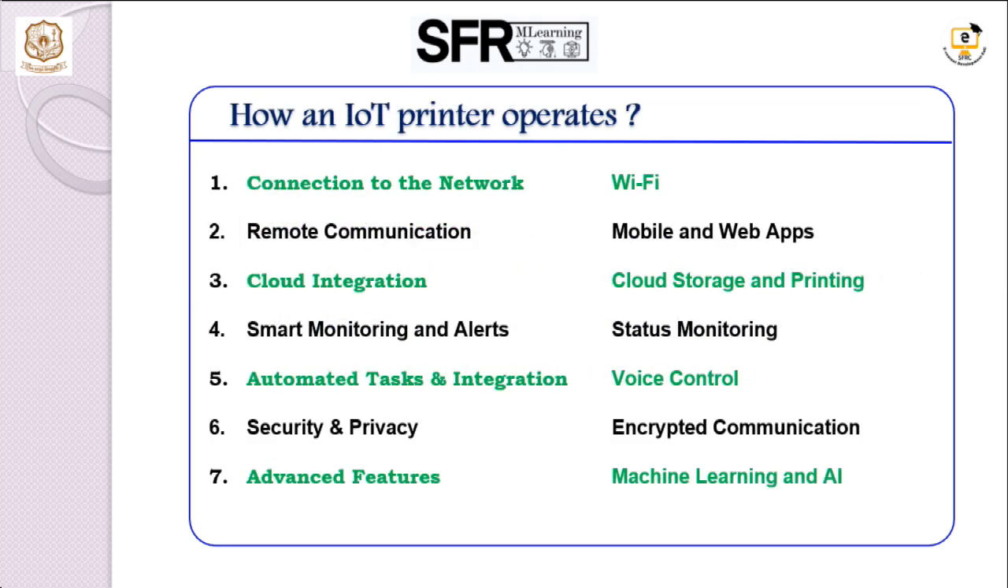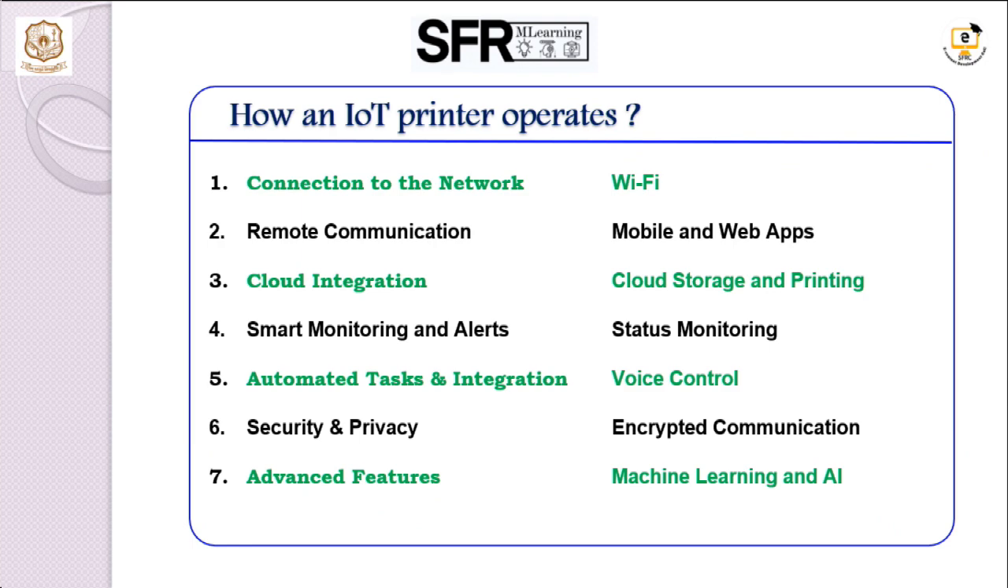So the first and foremost mandatory thing for an IoT printer is an internet connection. Most probably we should use a Wi-Fi enabled IoT printer. It is the best way to utilize the internet. The next one, we need a medium of communication. That is, we need a software application either on the mobile phone or a web application to connect to the Wi-Fi printer.